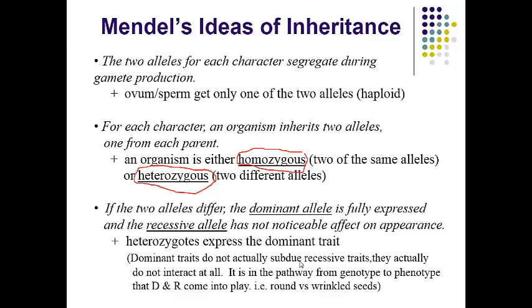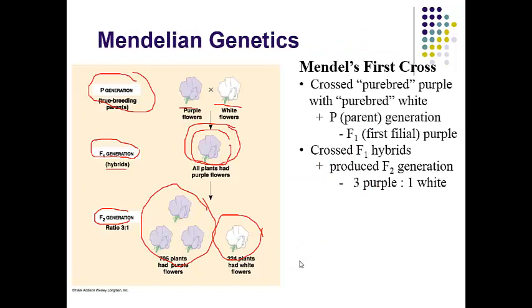Your phenotype is your physical appearance, and you're physically going to either look dominant or you're going to look recessive. According to Mendel's laws, if you're homozygous dominant or you're heterozygous, you will express the dominant phenotype, in this case purple flowers. The only way that you can express the recessive phenotype is for you to be homozygous recessive. So going back to Mendel's cross again, all these white flowers here had to be homozygous recessive. These purple flowers could have either been homozygous dominant or heterozygous.